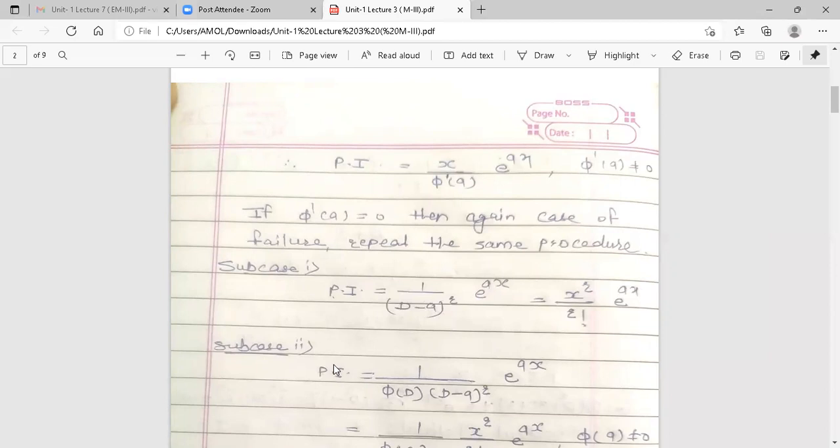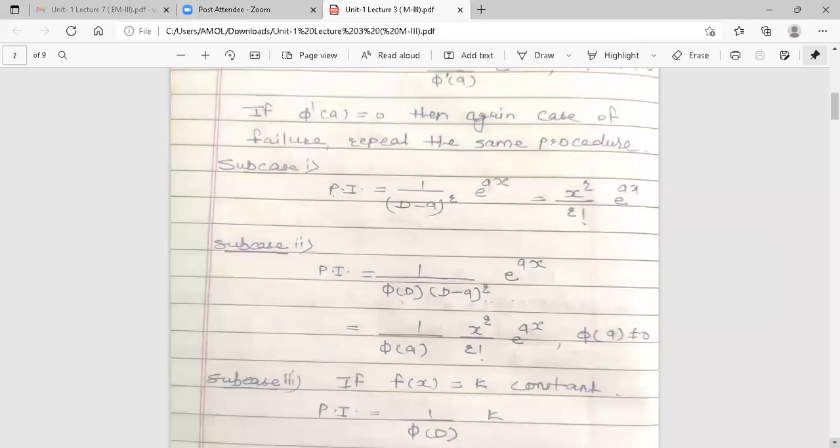Now sub case 2 is if phi of D is psi of D into (D minus a) to the power r, and the function is the same exponential function. Then how to find the PI? The formula is here. You first replace D by a in psi of D, and then the term 1 upon (D minus a) to the power r into e to the power ax is the same as sub case 1. Solve this term by the sub case 1 result.